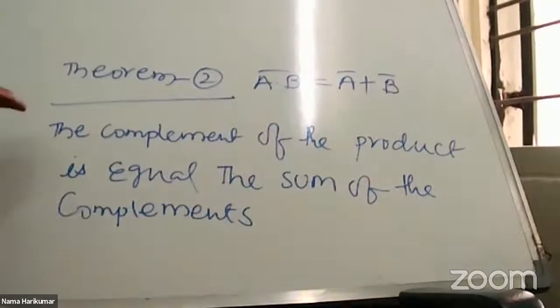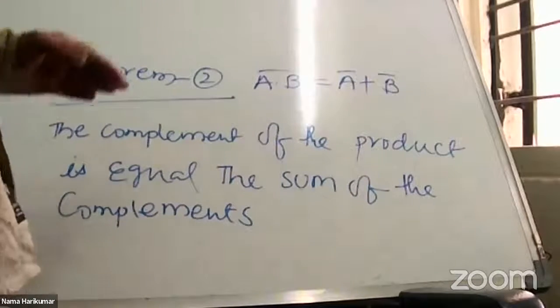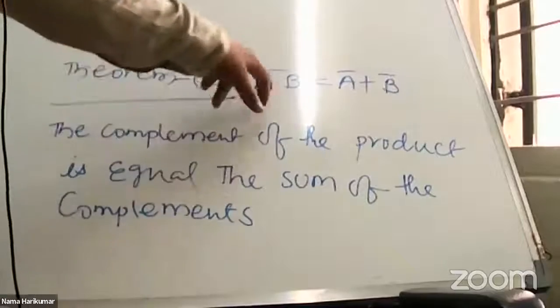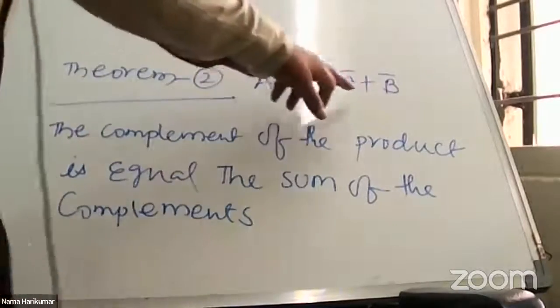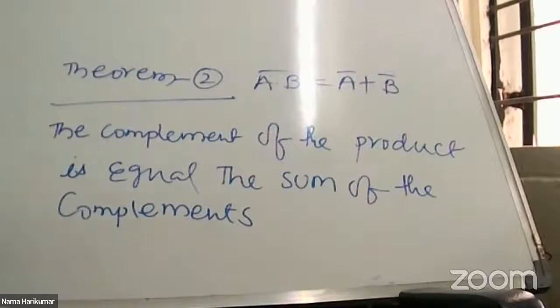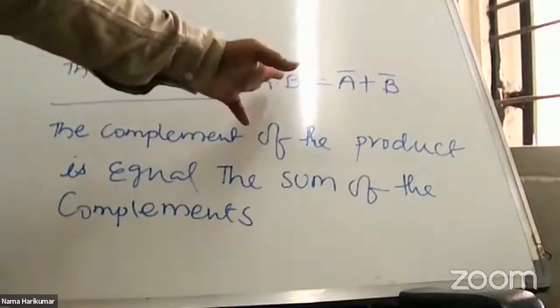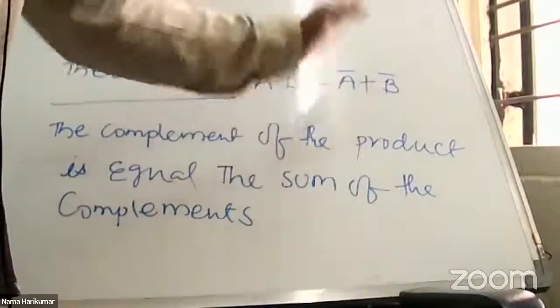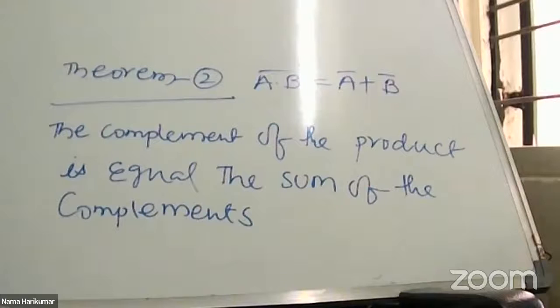So this is the definition of De Morgan's second theorem. Once again, the complement of the product is equal to the sum of the individual complements. That is the second theorem statement. To prove it, the LHS and RHS values have to be equal, and then it will be proved.